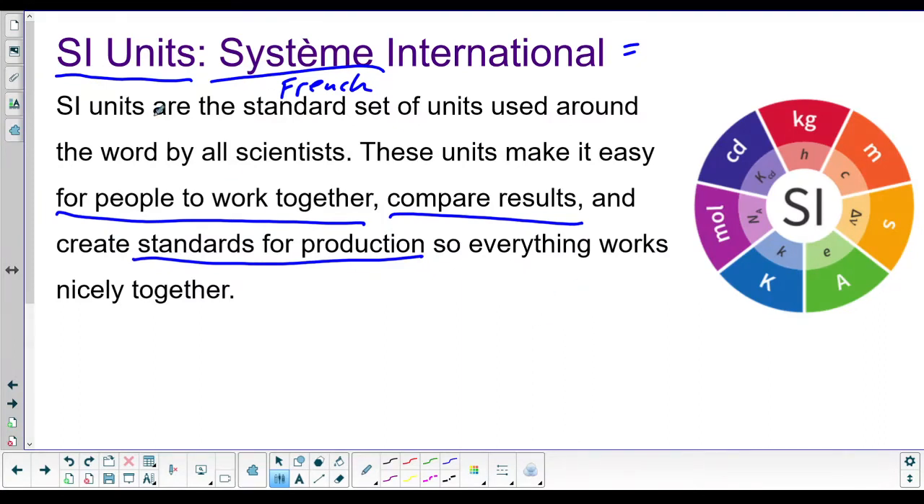So SI units are the international system of units that everyone in science has agreed to use because we need something in common so that we can talk to each other, basically.